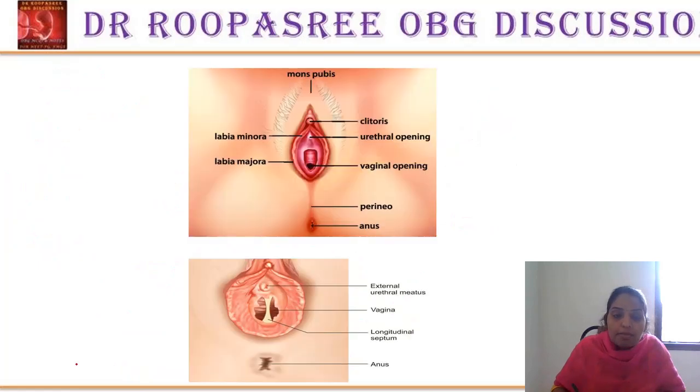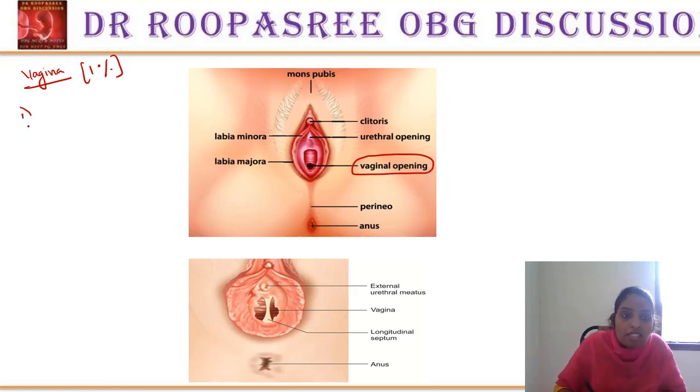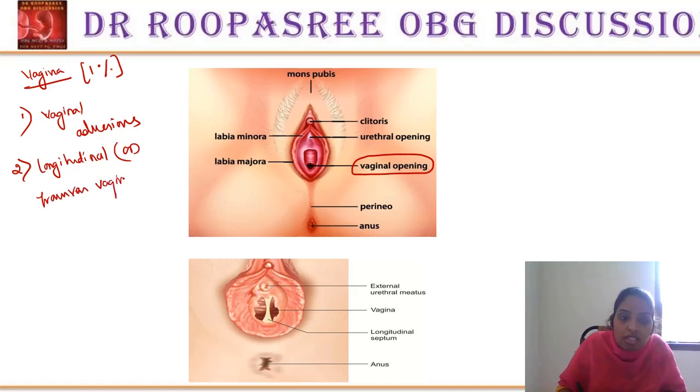Okay. Next, last is the vagina. Very less, only 1%. See, this is the vaginal opening. It should be like this. But some conditions, like narrowing, will be there. That is vaginal adhesions, longitudinal or transverse vaginal septum, and third is narrow vaginal introitus.